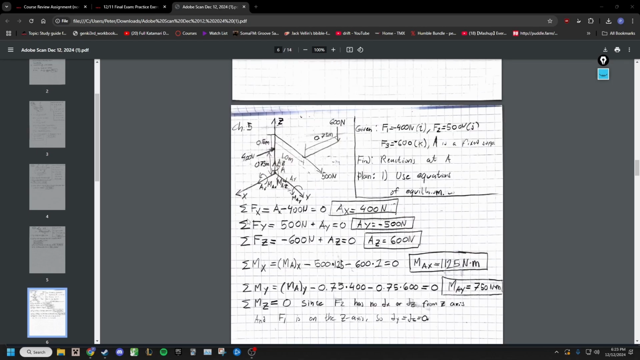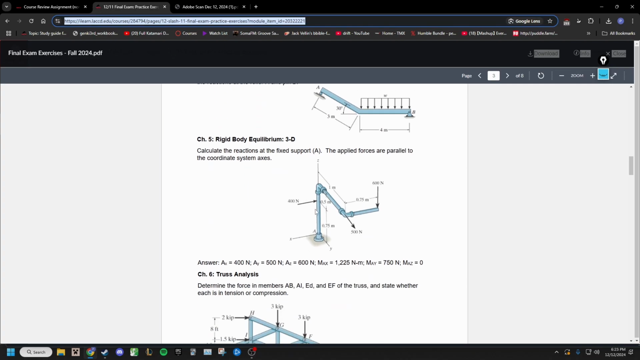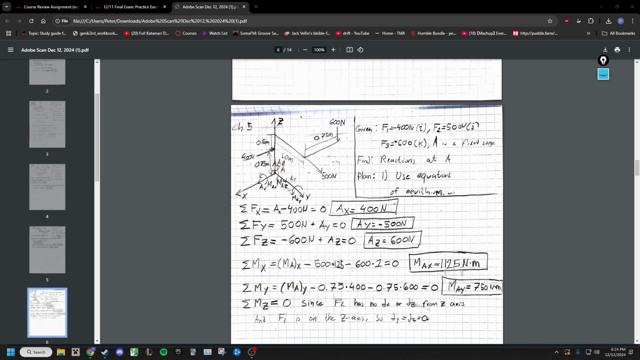For the next question, we are asked to find the reactions at fixed support A. As I mentioned, reactions are created by restriction in movement. Because this is a fixed support, it can't move in any way, so it will have 6 reactions. List off what we're finding, and then lay out our plan. For this one, the plan is really simple. We are just doing the equations of equilibrium. There's not much more to it.